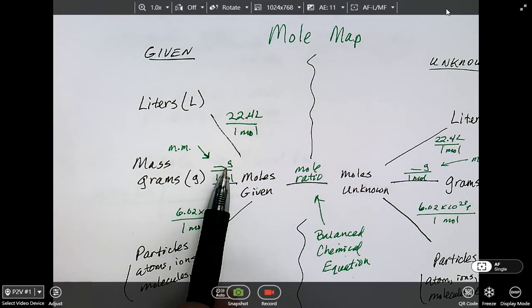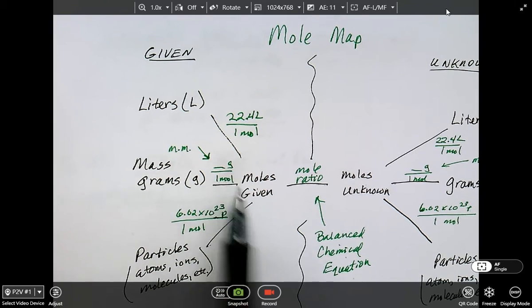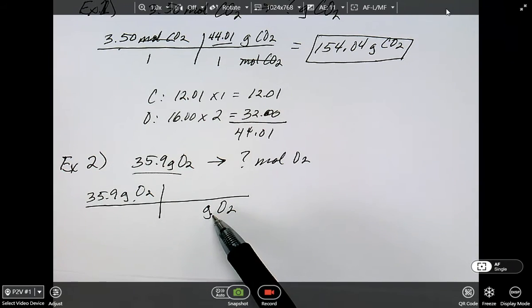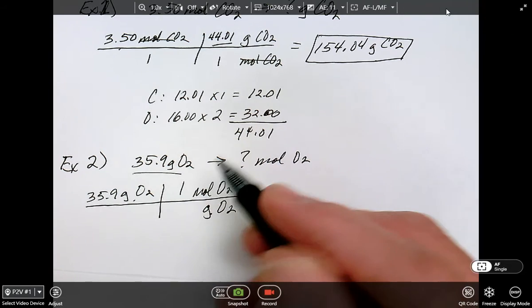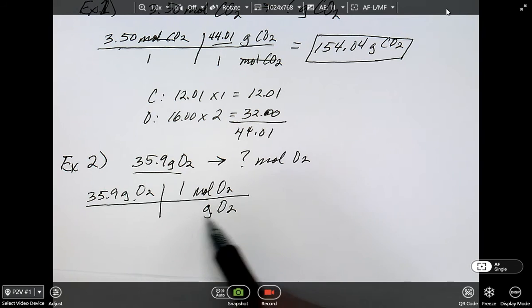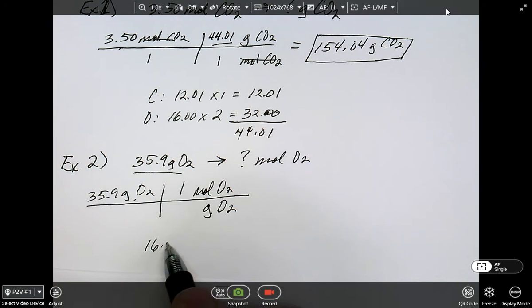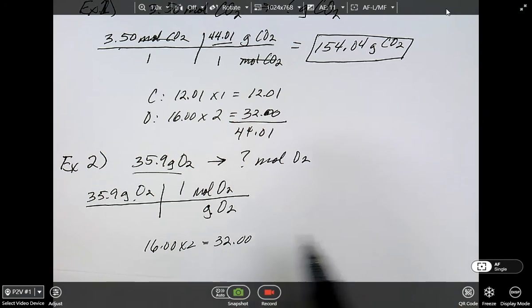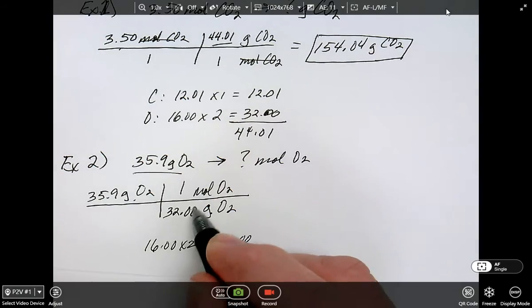So we're still going to use grams over moles, but now we've got to flip this. We've got to invert it. Why? Because grams are on the bottom. So we're going to put moles on top, and the one, for these types of problems, the one always goes with the mole. Now, what's going to be here? That's going to be the molar mass. Well, it's O2, so that's 2 oxygens. 16 times 2, okay, equals what? 32.00. All right, so we're going to write that right here because that's what goes beside the grams.